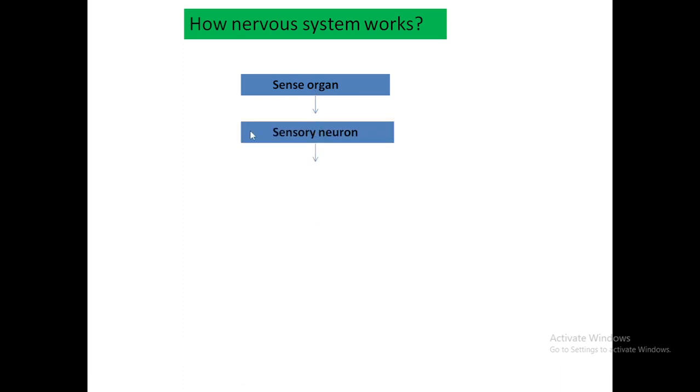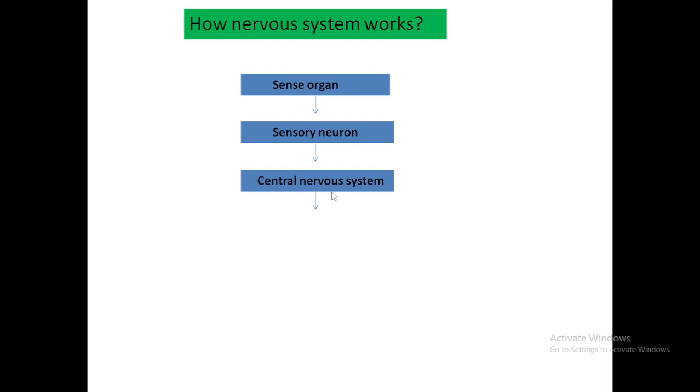How does the nervous system work? This is a very easy question. Once changes occur in the environment, that means once stimuli are picked up by the sensory receptors, the information is passed along special nerves called sensory neurons. Those sensory neurons pass the signals to the central nervous system. The central nervous system is made of the brain and the spinal cord.